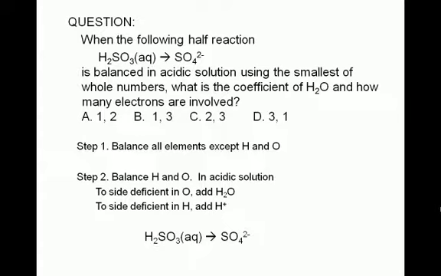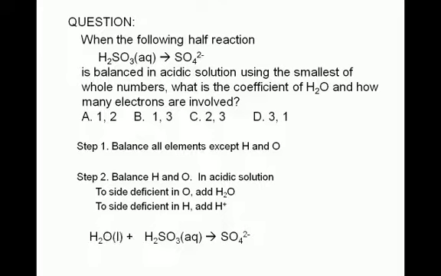Then hydrogen is balanced by adding hydrogen ions to the side that needs more hydrogen. If we examine what we have here, we can see that there are 3 oxygens on the left and that there are 4 oxygens on the right. Therefore, we need one more oxygen on the left. We add one more oxygen to the left side by adding a water molecule to the left side.